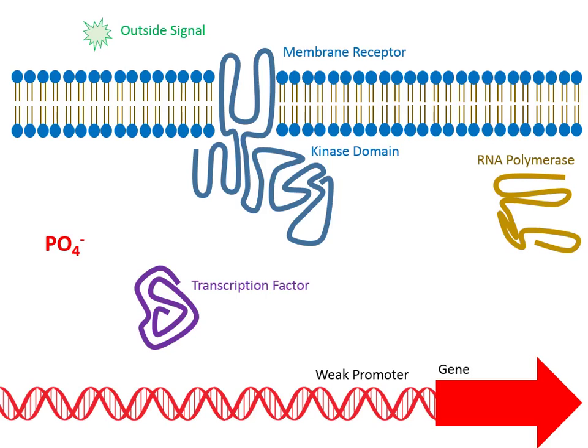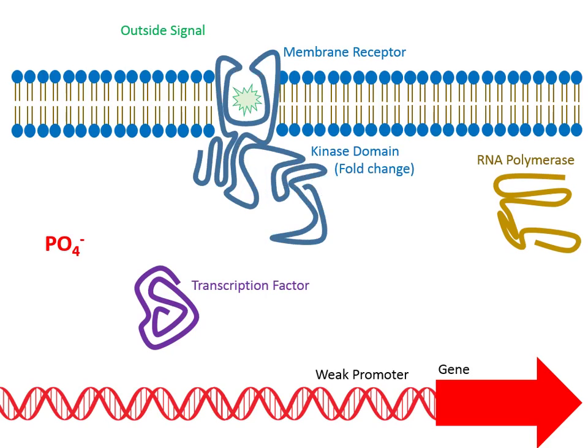Instead, the outside signal, which could be a small molecule, light, heat stress, or some other environmental signal, will bind to the membrane receptor. This will cause a change in the protein structure for that receptor. And now we've had a change that's activated what's known as the kinase domain. This part of the protein acts as an enzyme and is able to attach a phosphate group to one of the amino acids that makes up the transcription factor.